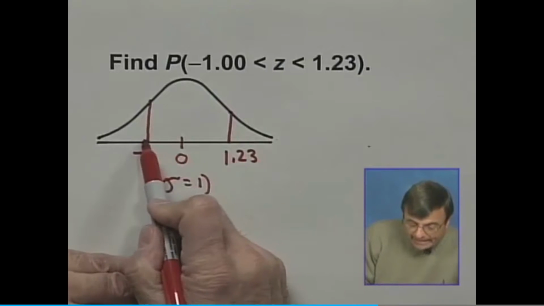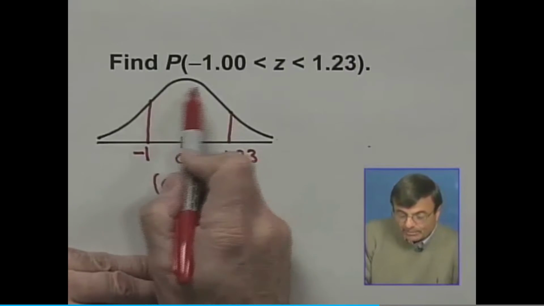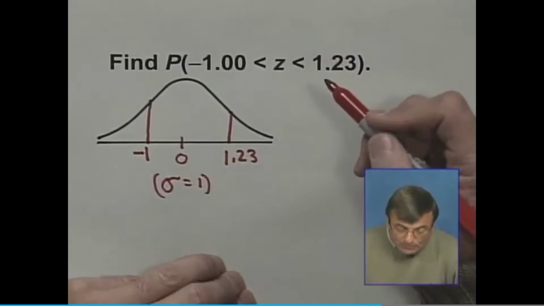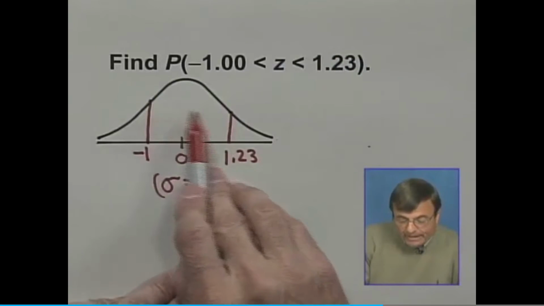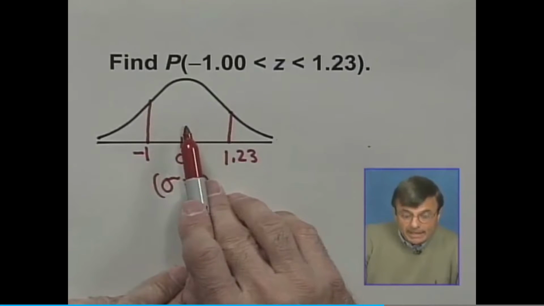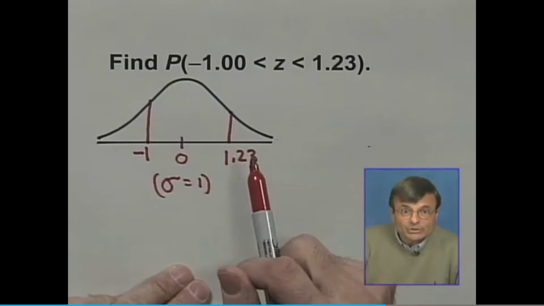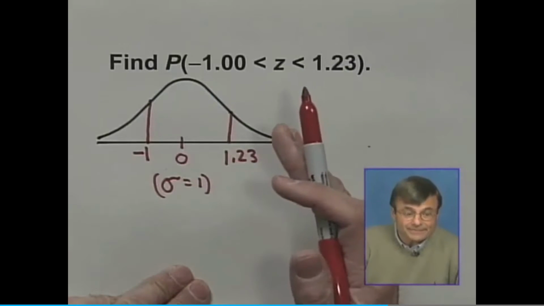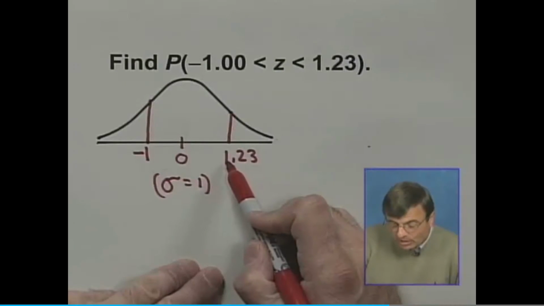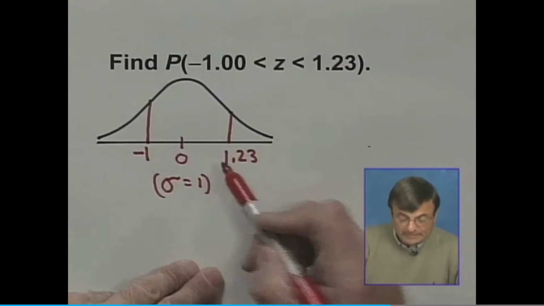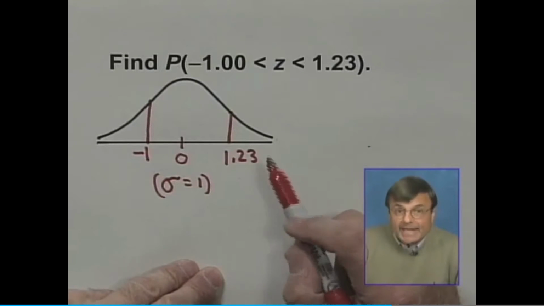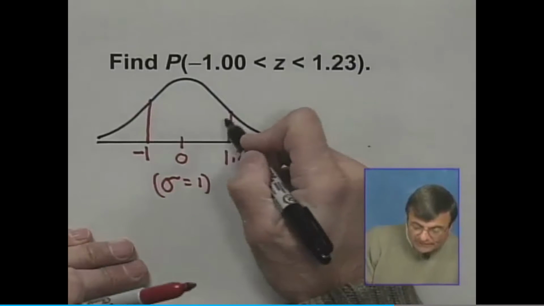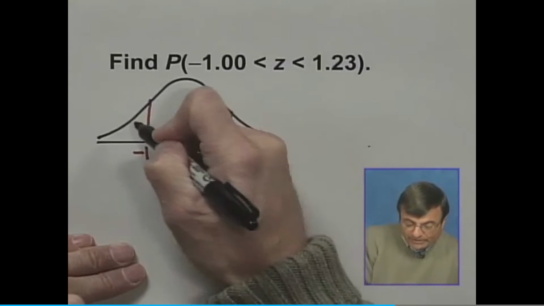Now, if I shade that in, that's this region in the middle here. I'm not going to shade it in quite yet. But, again, I want to think about how to find this middle region. Given the design of Table 2, all of my areas are cumulative from the left. Well, if I go to the table and look up 1.23, as I did before, I'm going to get 0.8907. But the 0.8907 is all of the area from this point to the left.